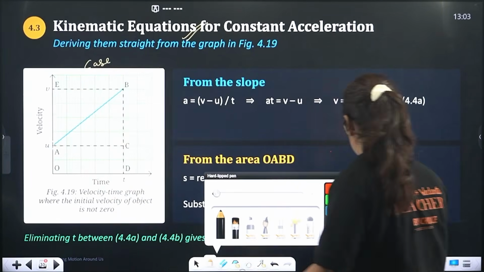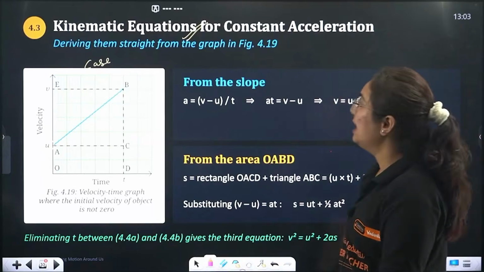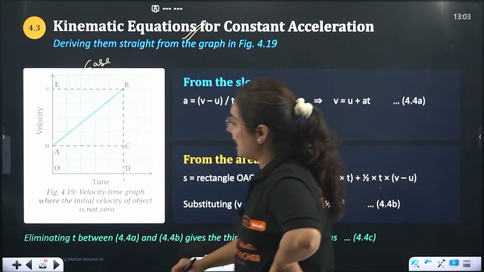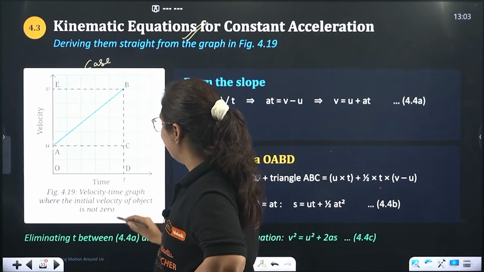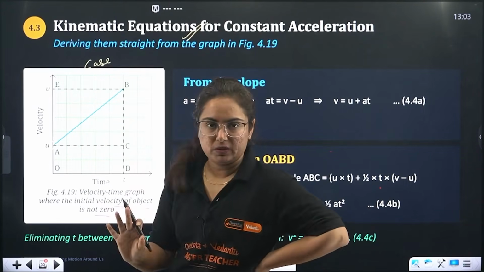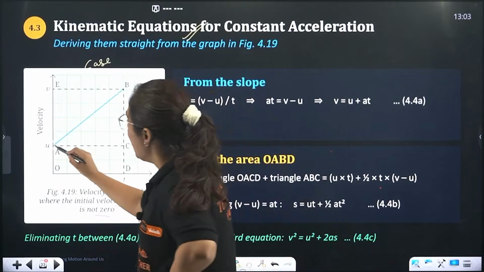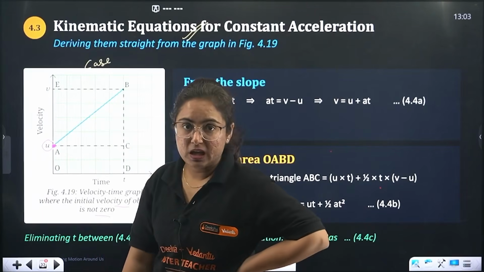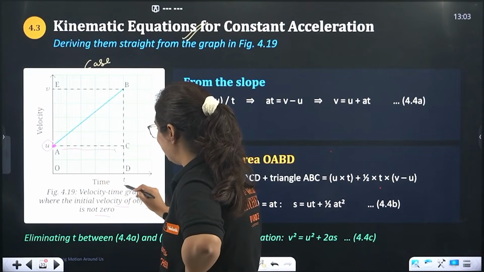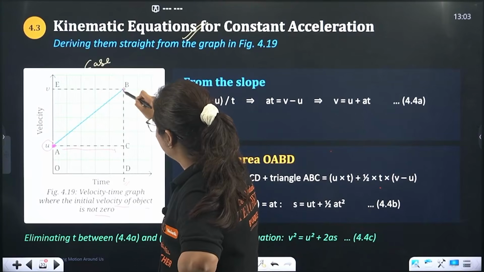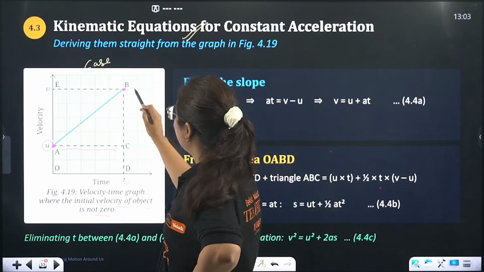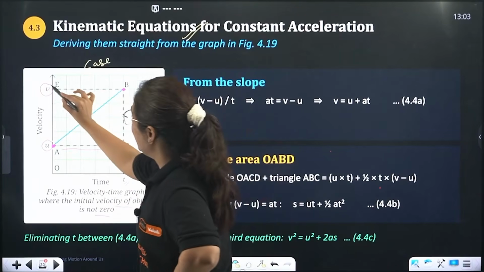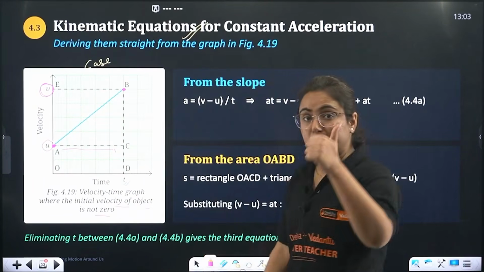Let's analyze this very nicely, beta, because it is going to help you solve numericals in future. The case is that this is a velocity time graph where the initial velocity of an object is not 0. It has not started from 0. The initial velocity of the object is considered to be u. After the time interval t, it reached the point B. When it reached the point, the velocity is v. We don't know the number, just for derivation. It becomes v.